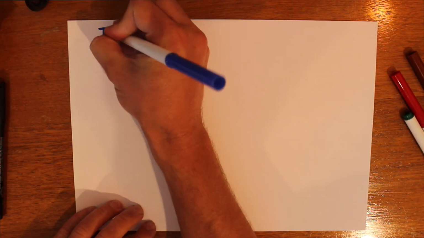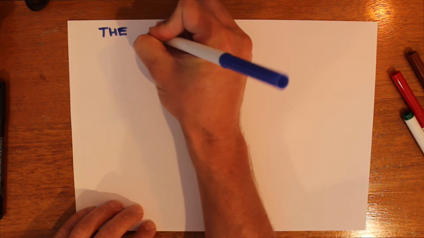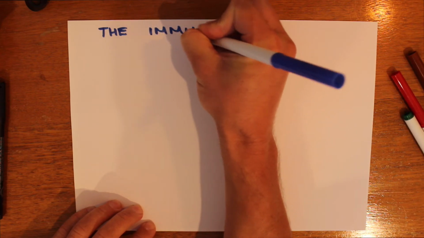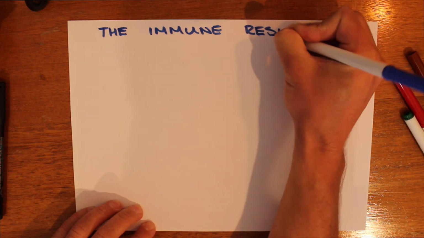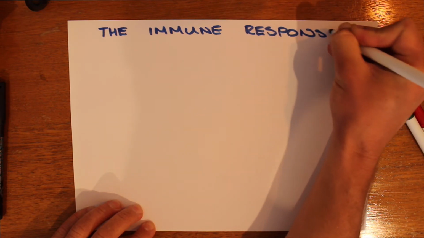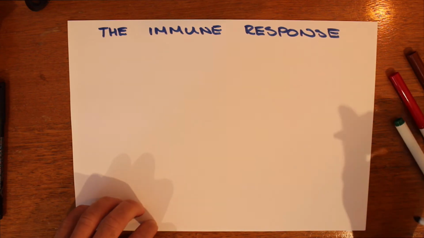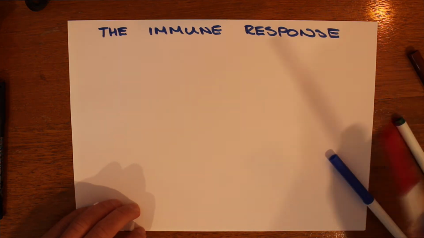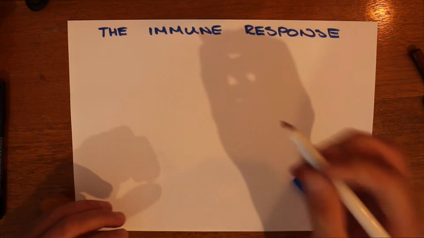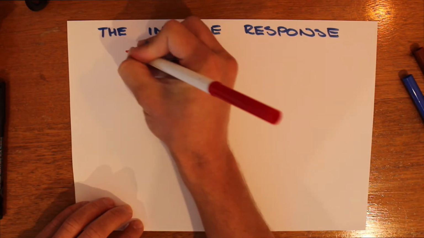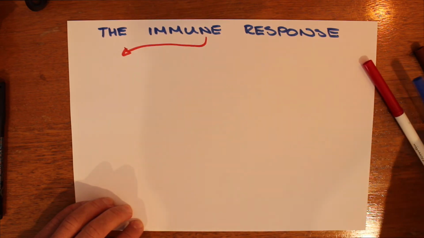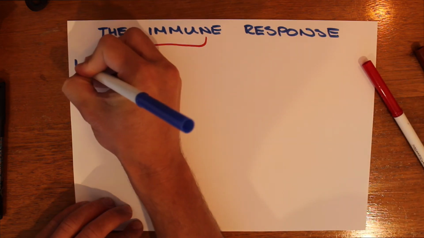Okay, so let's get into it. We are going to talk about the immune response. So when a pathogen is trying to attack our body, what's going to take place? Well, there are two pathways, two types of main responses that can occur. The first one is called the innate response.